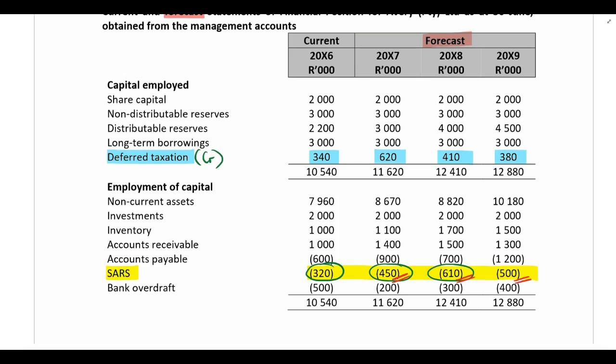Then I want you to look at your journal entry, because if you understand the journal entry, you'll then know how to eliminate the deferred tax. So the journal entry that we would have processed from 20x6 to 20x7, we have an increase in our deferred tax. So my deferred tax liability is increasing. So if the liability is increasing, that means we are obviously crediting deferred tax in our statement of financial position. And we know the other side of this entry goes to profit and loss. So from 20x6 to 20x7, I have a movement of 280,000 Rand. Okay, so that is the journal entry that we would have processed.